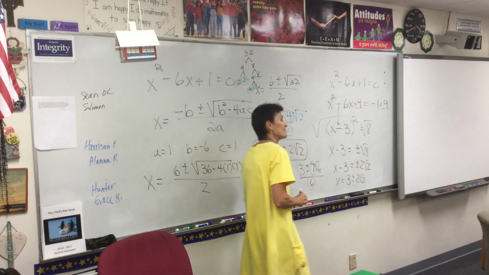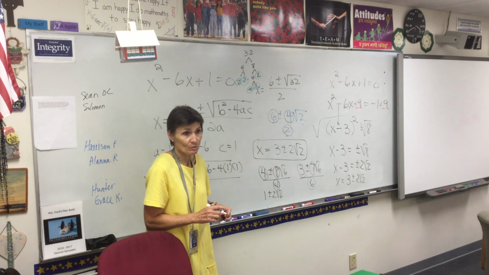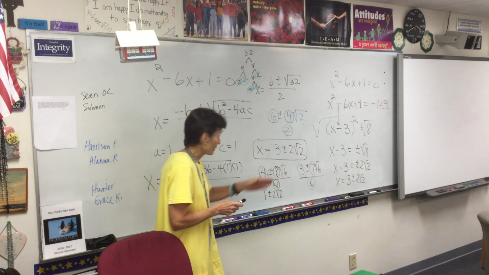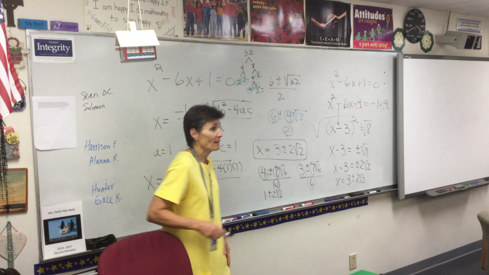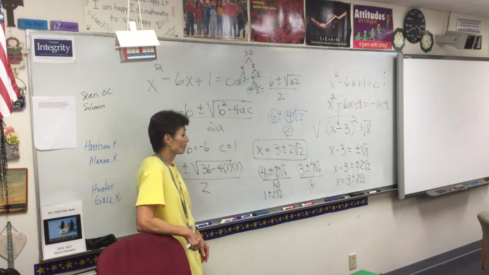Now you can write those separately if you want. It's 3 plus 2 root 2 and 3 minus 2 root 2. But you're welcome to write them together. That's the way they come out in the quadratic formula. Does anyone have a question about that?